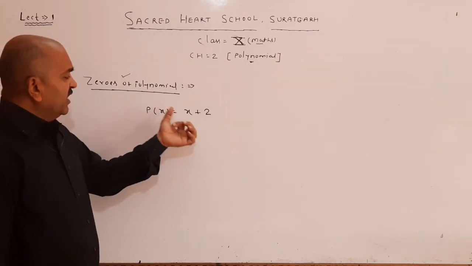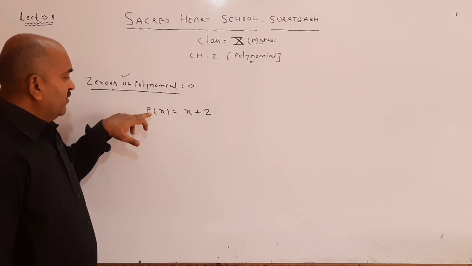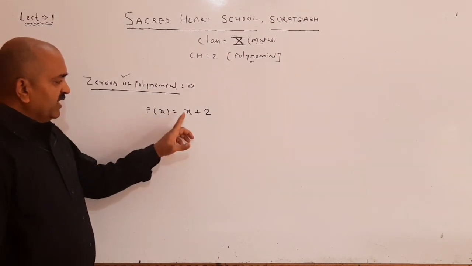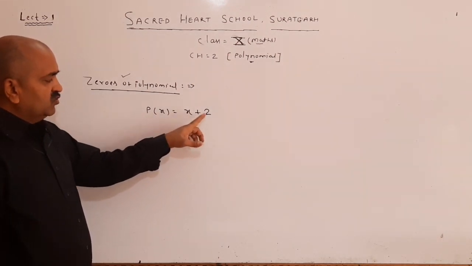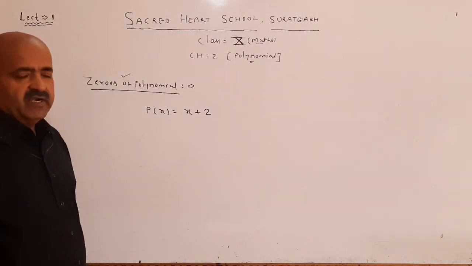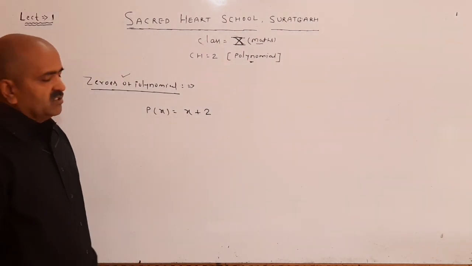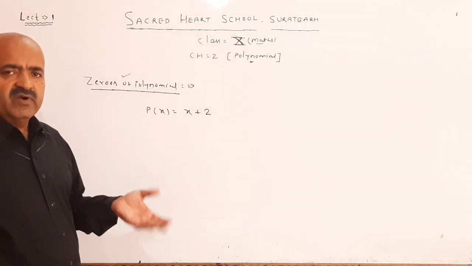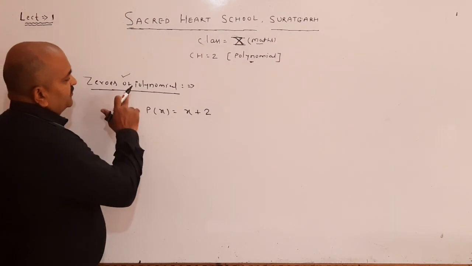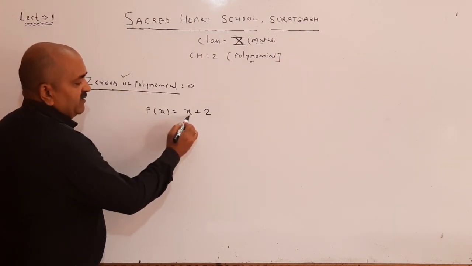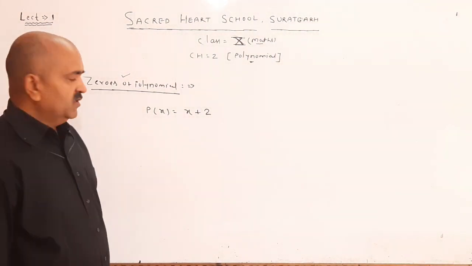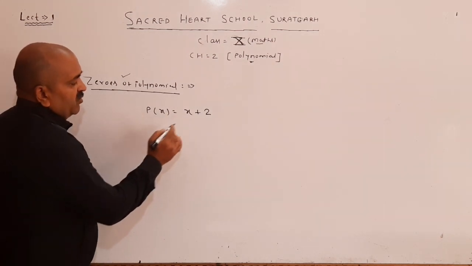What value do we put here so that the value of this expression becomes 0? If we put x equal to minus 2, then minus 2 plus 2, it means p of x, we obtain 0. It means minus 2 is the zero of this polynomial. But students, what is the method to find zeros of the polynomial? If the polynomial is linear, then how many zeros? 1, because linear means a 1 degree polynomial. It means we obtain only one zero.